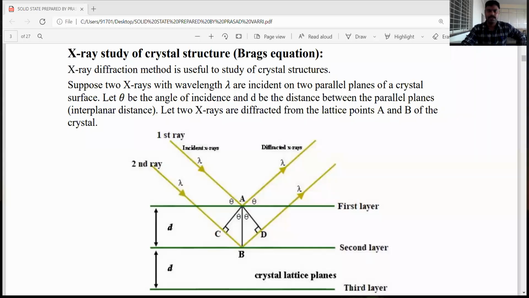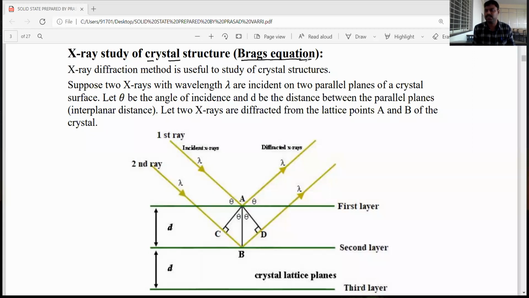Yes, students, continuing from the last class, in today's class we need to discuss the crystal structures. Crystalline solid structures we can explain by using the X-ray diffraction method. That X-ray diffraction method is also known as Bragg's equation.